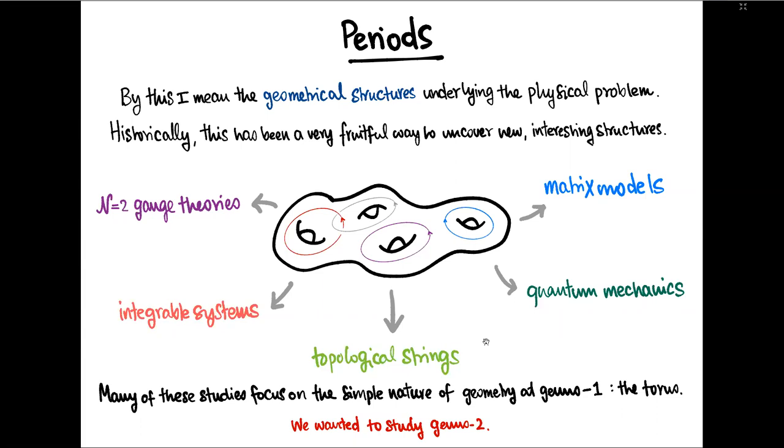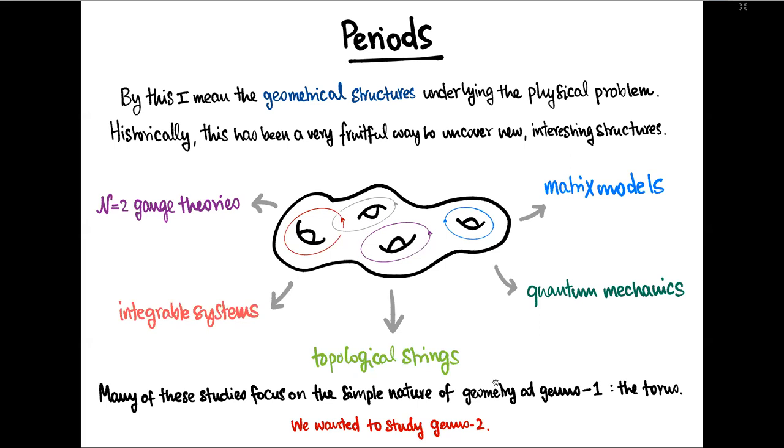Now, this is a series of papers written by Marcos Mariño and his collaborators, Alba Grassi and Santiago Codesido, where they try to show that for the sort of problems that arise in quantum mechanics, that is, problems in spectral theory, the techniques of topological strings can be very useful and very productive. Having said that, a lot of these studies, specifically the study that Bala and I were looking at, focus on the simple nature of geometry at genus one. If you have a genus one surface or a torus, the geometry is quite simple and very well understood, and in that case you're able to make quite a bit of progress.